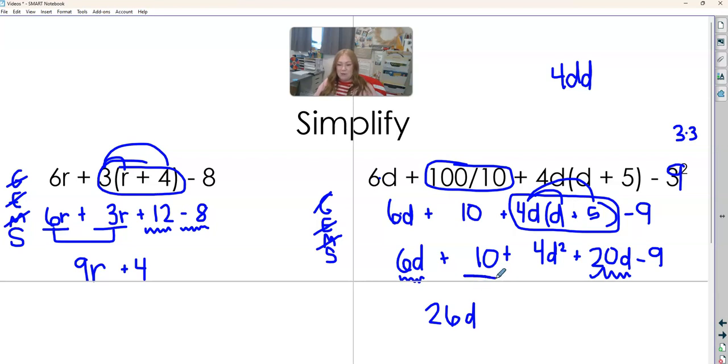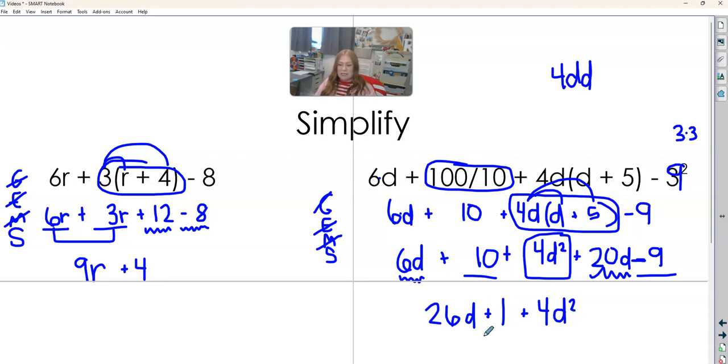So now I'm going to start looking for just numbers, the constants. It's a d squared. Here's one, 10 minus 9. 10 taking away 9 is 1. And then I'm just left with this 4d squared. I don't have any other d squareds. So plus 4d squared. So we broke it down to 3 terms.